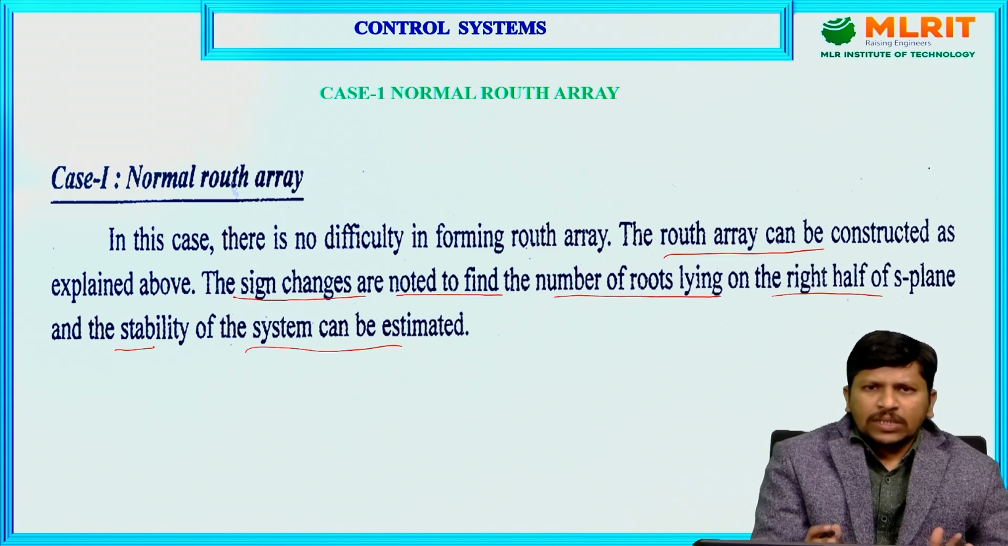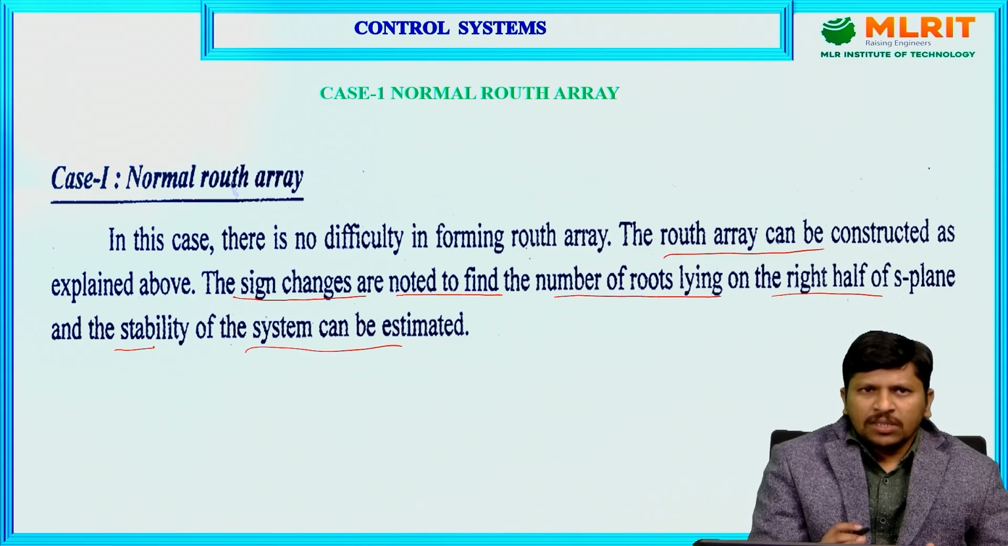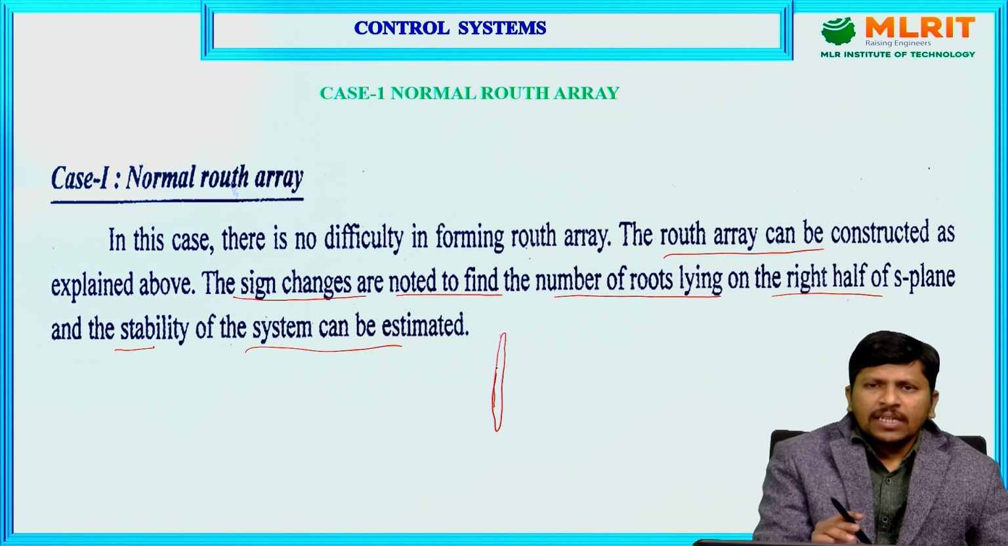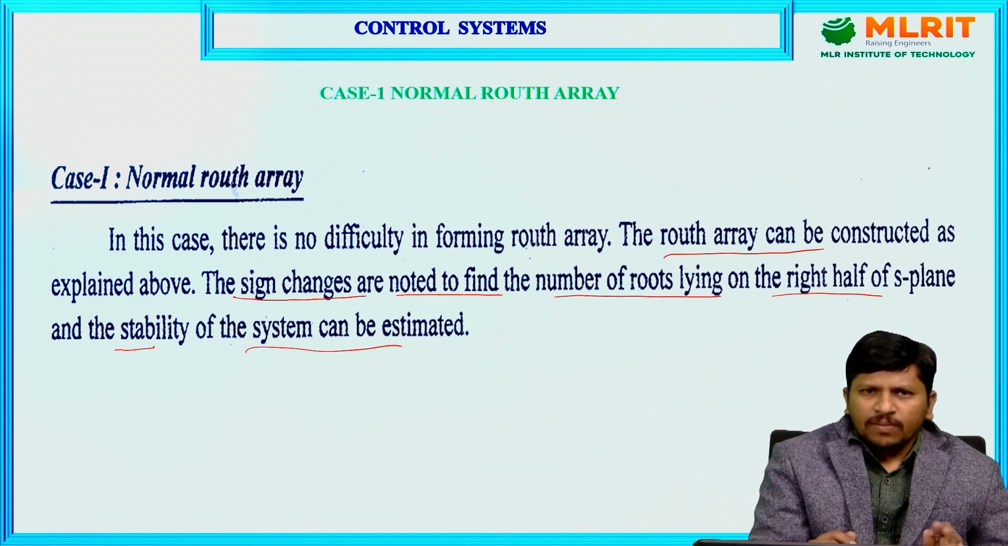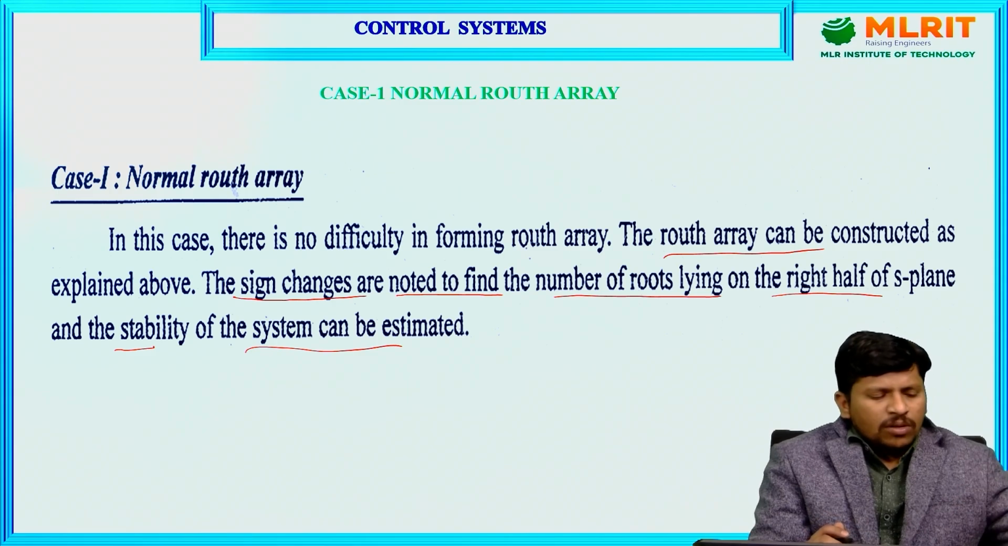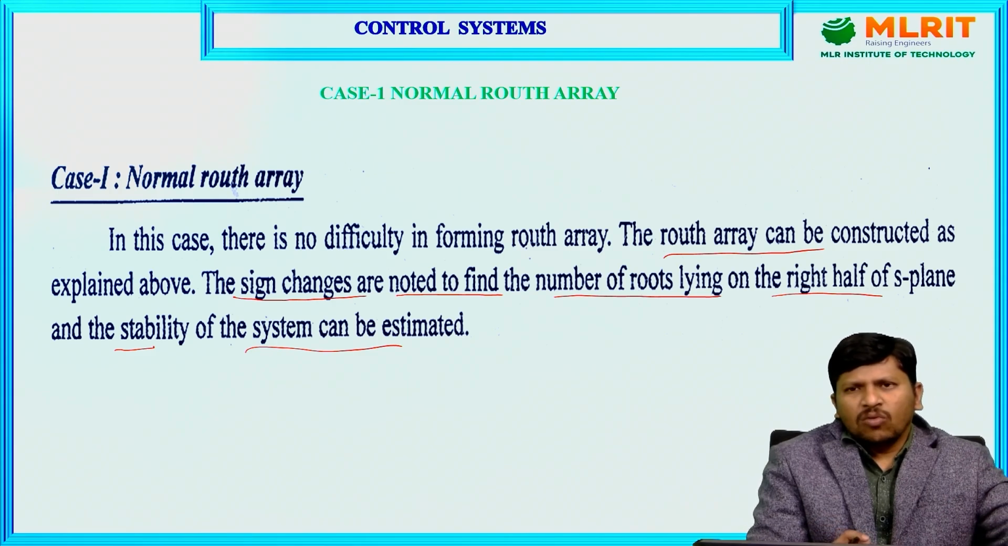When we design any Routh array matrix using special case 1, the normal Routh array method, we look at the first column elements. If there are any sign changes, the number of sign changes is the number of roots in the right half of the S-plane. If there are no sign changes for the given array, then all the roots lie in the left half of the S-plane. That is the stable system we consider.